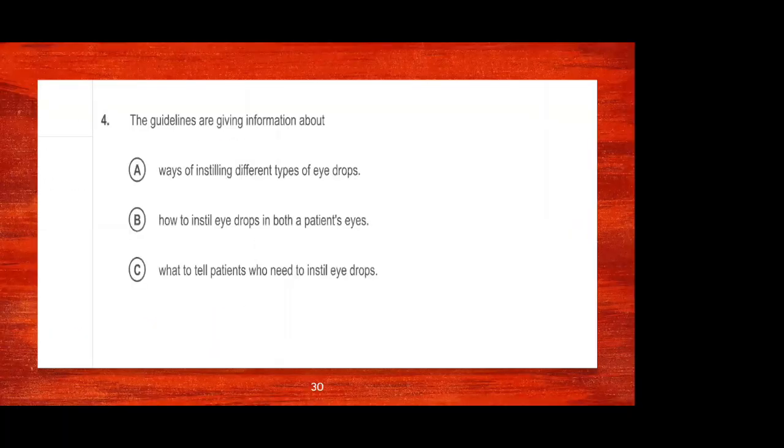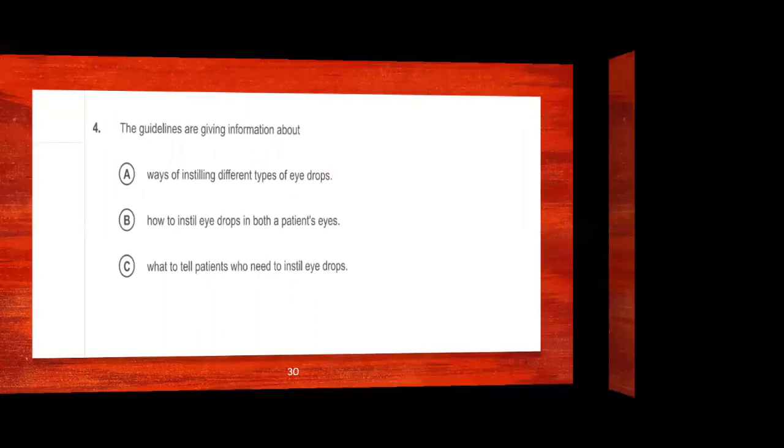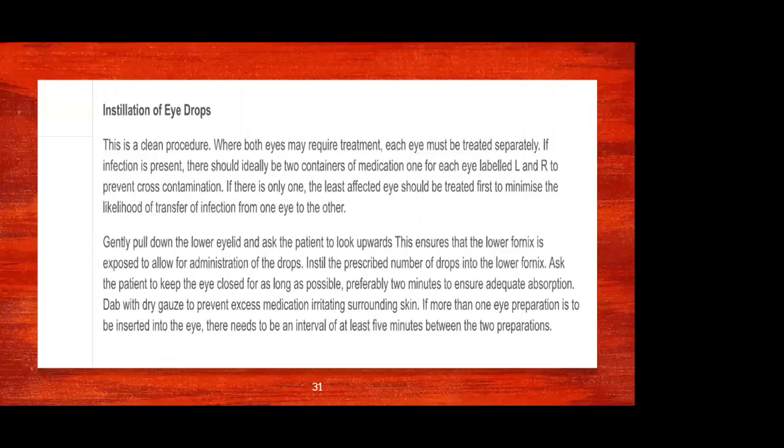In the answer option, they were showing how to instill eye drops in both eyes, also telling ways of instilling different types of eye drops. Is it about the A and C ways? No, information about B, ma'am. It's telling about how to instill eye drops. They mentioned that also. But when you see ways of instilling, no, ways are not there. Ways are not telling. B is the answer.